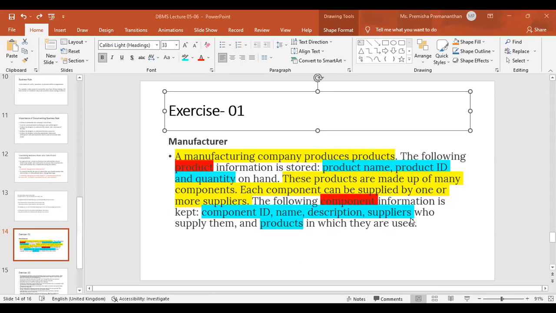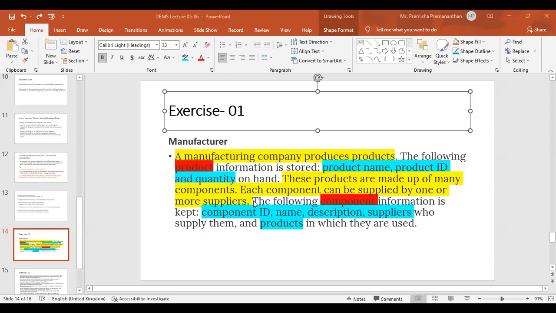So this is not a business rule. This is one of the attributes. Here they clearly told us the following component information. This is the full stop. This is the sentence start. So this is also one attribute, but that attribute we already have as an entity. But that's a special case.